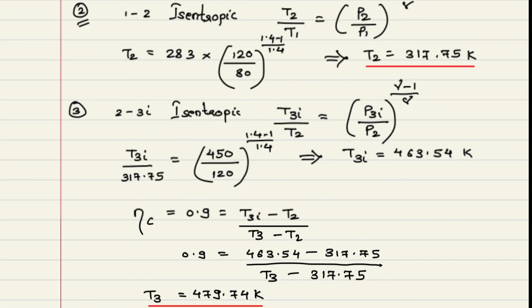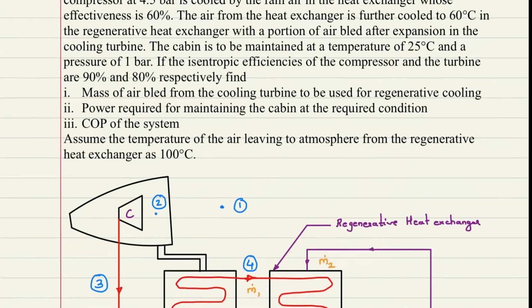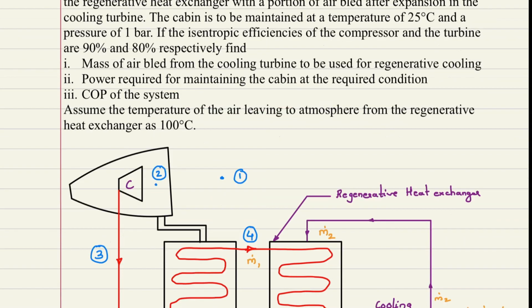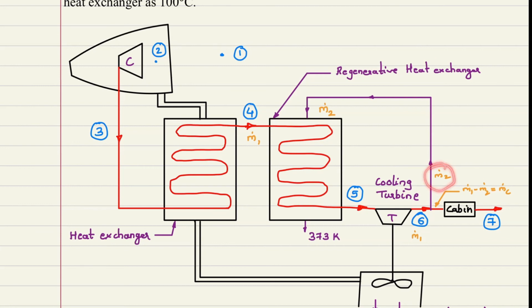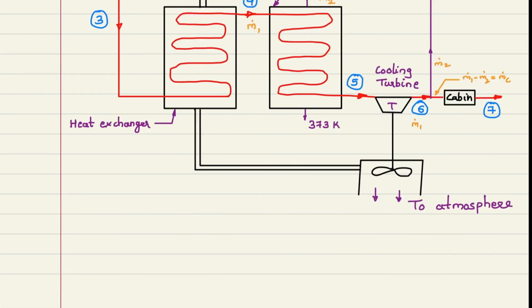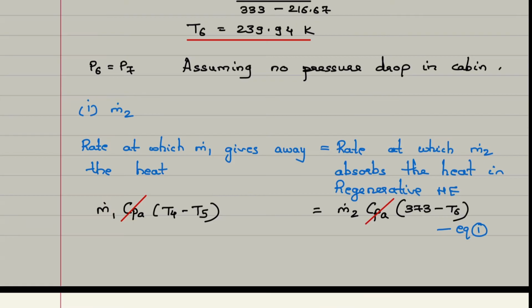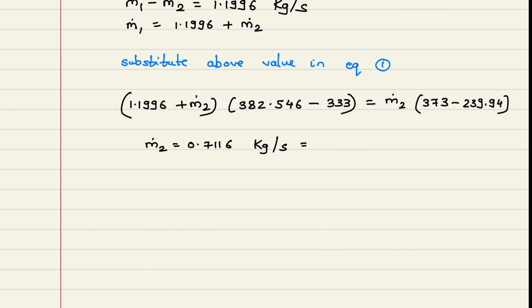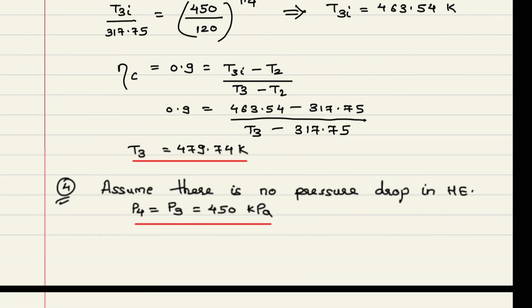So we'll go back to the question. What was asked? The mass of air bled from the cooling turbine to be used for regenerative cooling. So m dot 2 amount of mass was bled and circulated in this regenerative heat exchanger. Now let us calculate that value in kg per minute: it is 42.6 kg per minute. Now the next question, the second part we will see.